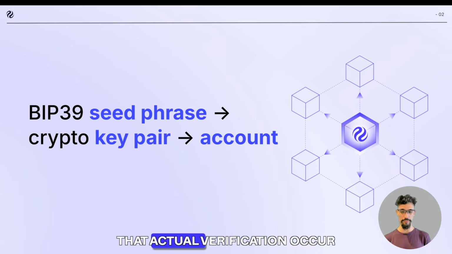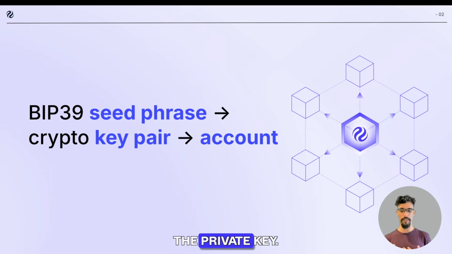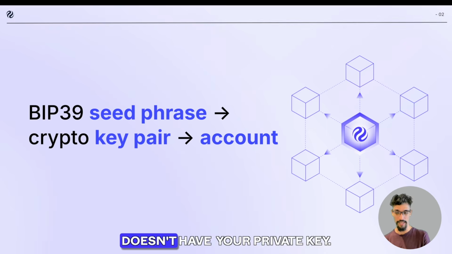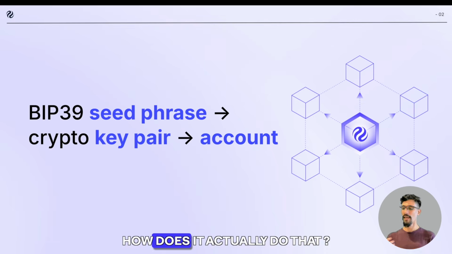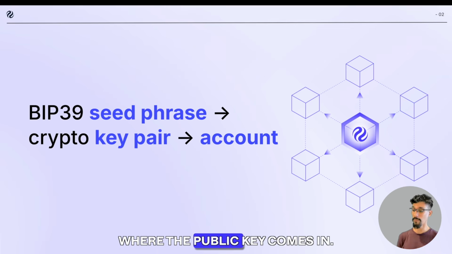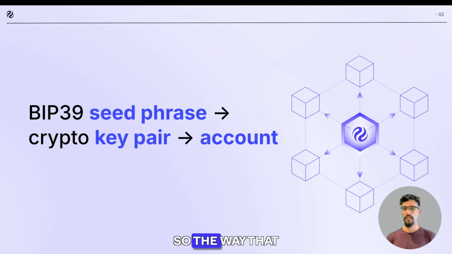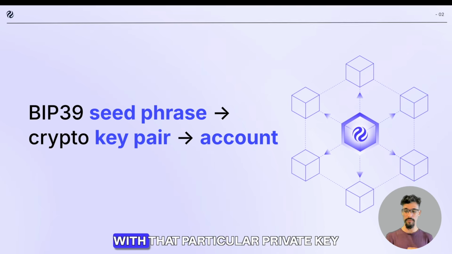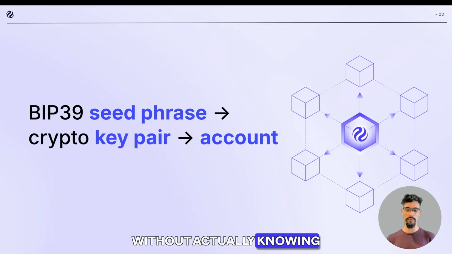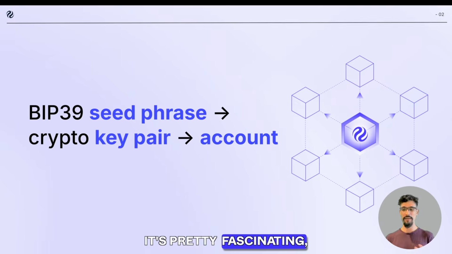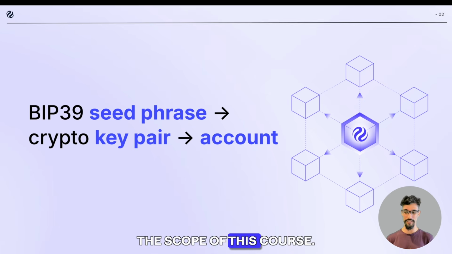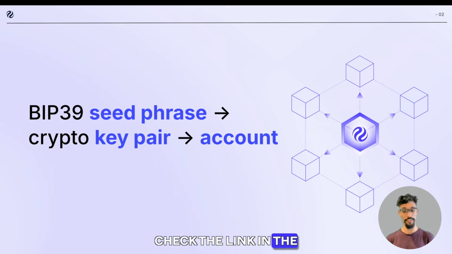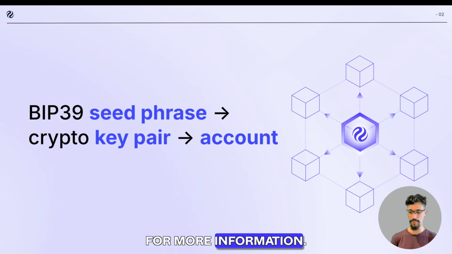Now, how does that actual verification occur? Because if the blockchain node doesn't have the private key that you signed the transaction with, how does it actually do that? That is where the public key comes in, right? The way public key cryptography works is that the private key and public key come in a pair. If you have the public key, you can verify that it was indeed signed with that particular private key without actually knowing what that private key is. It's pretty fascinating, but again, not within the scope of this course. So again, check the link in the description for more information, right?